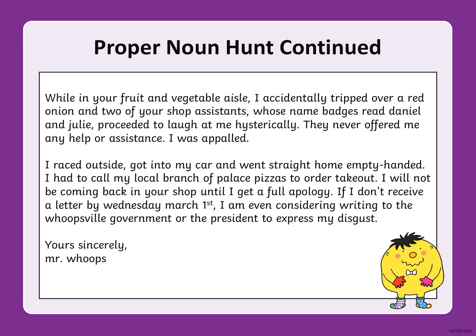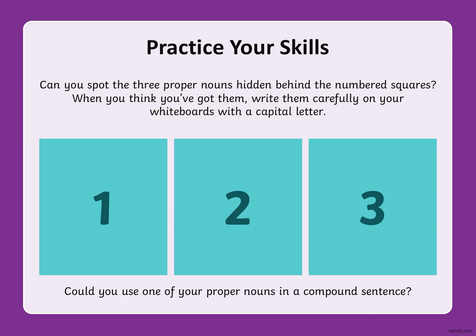Okay, let's look at the next part. So you're going to try and spot 3 proper nouns hidden behind the numbered squares. And when you think you've got them, you can say them for mild, or also for mild, if you want to, you might want to even just write down the capital letter that they begin with. Write them carefully on your whiteboard or paper with a capital letter for spicy and for hot. And for hot, for an extra challenge, you might want to pause the video at the end and use one of the proper nouns in a sentence.